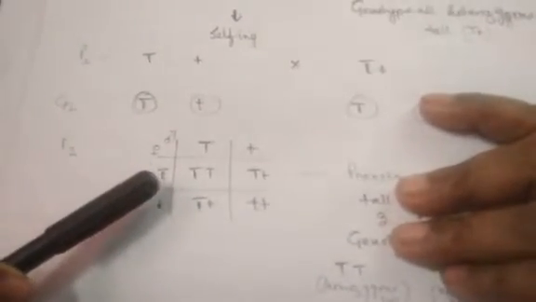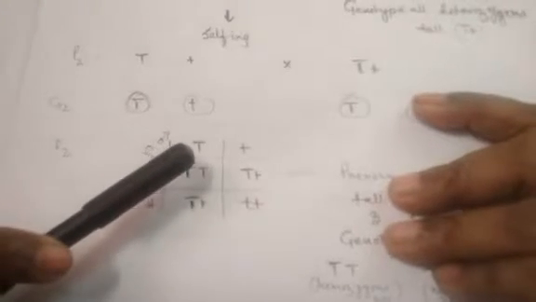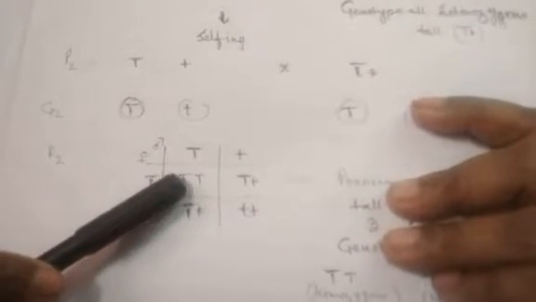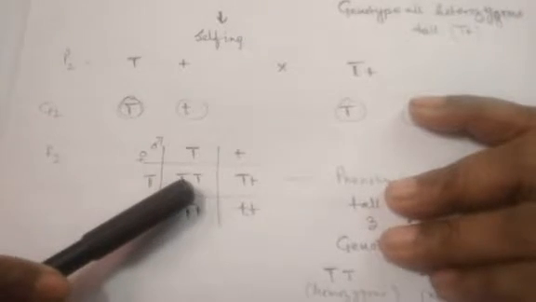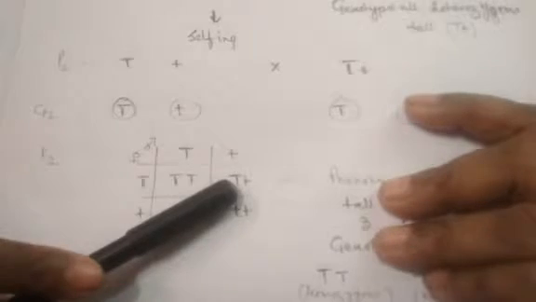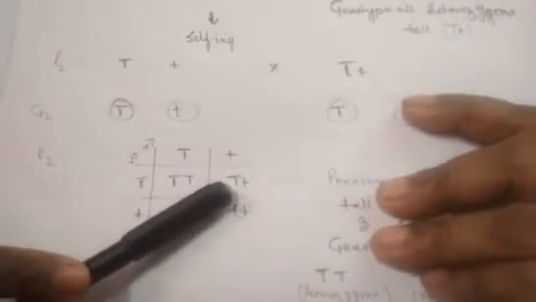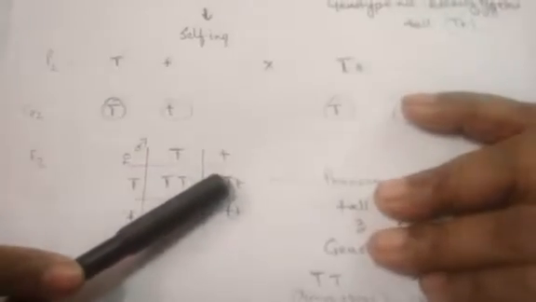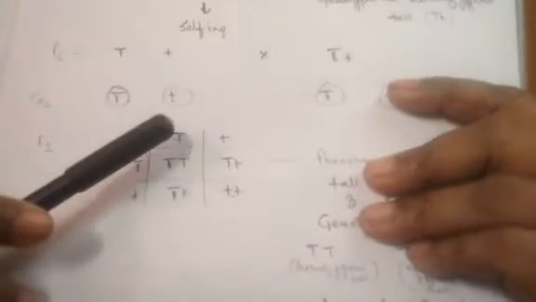Now what will happen? Suppose this capital T from female and the capital T from male, these gametes fuse, then we are going to get capital T, capital T. Now capital T from female fuses with small t from male, then we are going to get an individual with capital T, small t. Or it may happen that the small t of female fuses with the capital T of male. Then also we are going to have capital T, small t. Clear? The individual is in heterozygous condition.